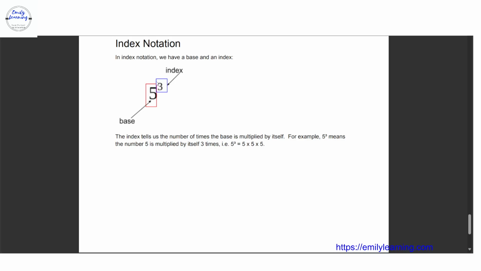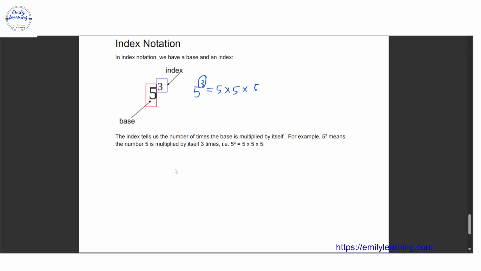When we have a base and an index, you can look at it as telling us how many times the base is multiplied by itself. So the index tells us the number of times the base is multiplied by itself. We call this 5 to the power of 3. When we have 5 to the power of 3, it means that 5, which is the base, is multiplied by itself 3 times. So it is 5 times 5 times 5.